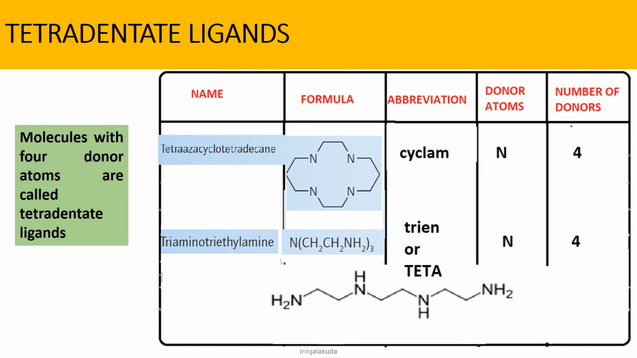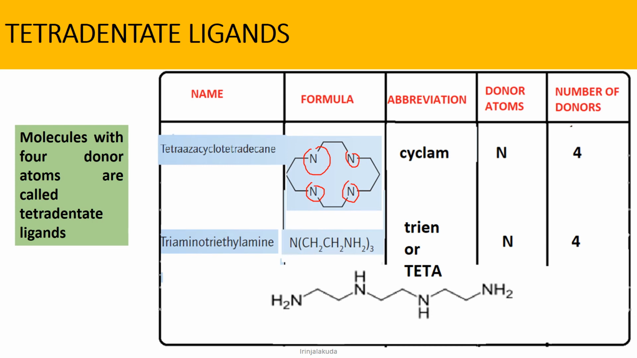Molecules with 4 donor atoms are called tetradentate ligands. For example, tetraazacyclotetradecane, in which, as you can see from its formula, there are 4 nitrogen atoms. These can be attached to the metal atom. So it is a tetradentate ligand.